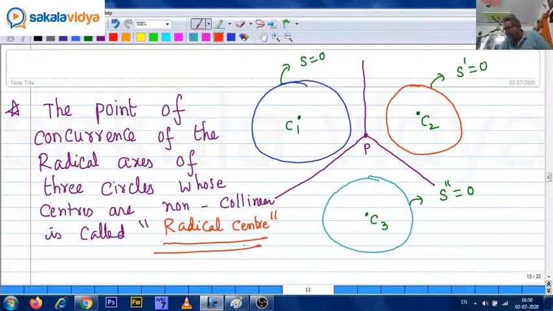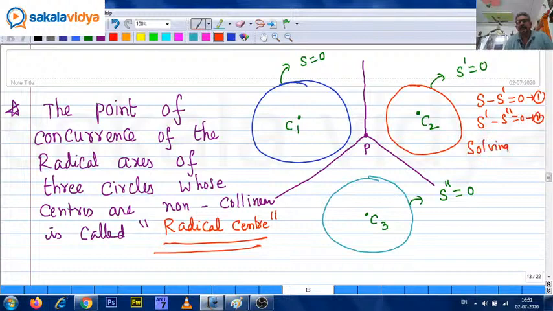So now how to find out the radical center of the three circles? First, S minus S dash is equal to 0. We get one equation. S dash minus S double dash is equal to 0. We get second equation. Solving 1 and 2, we get radical center. Like that we can find out the radical center.